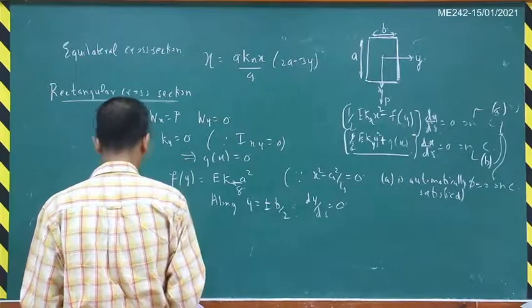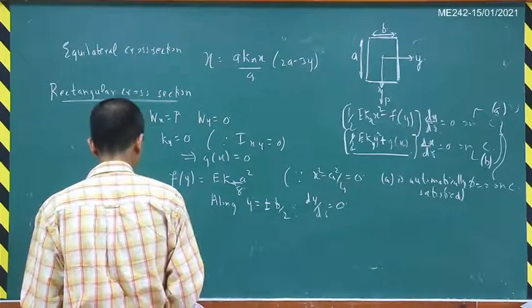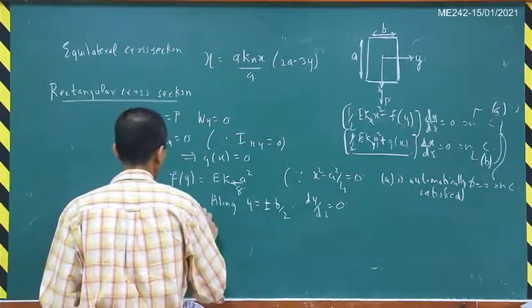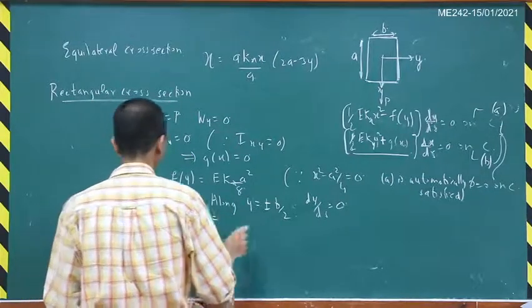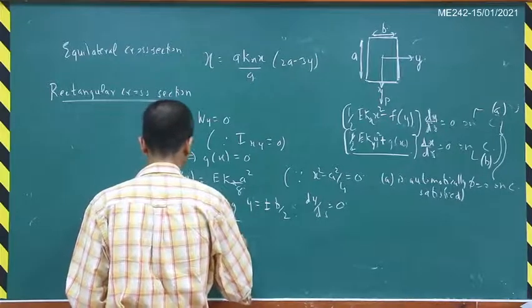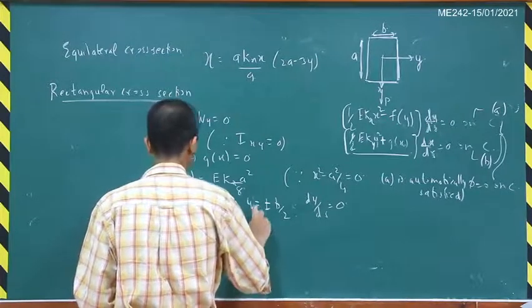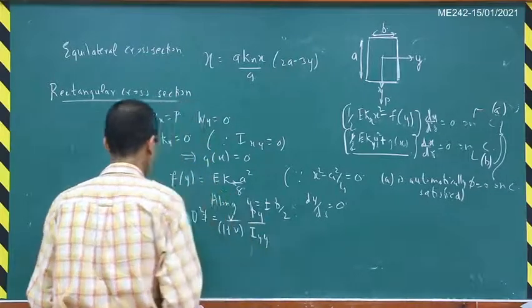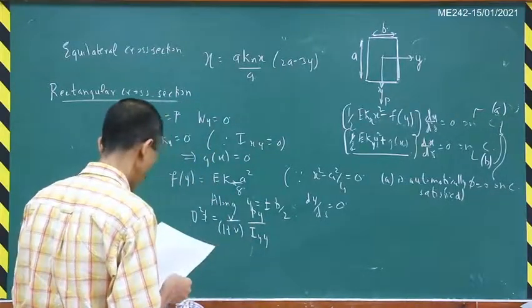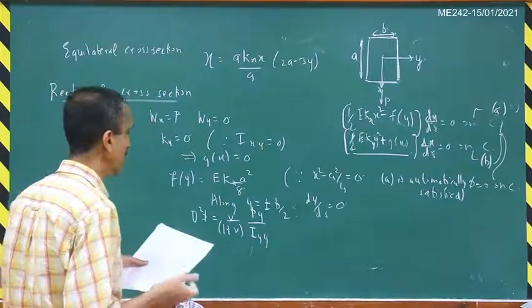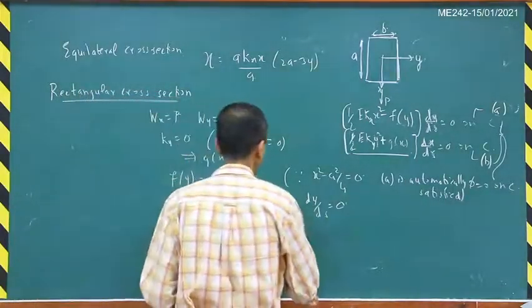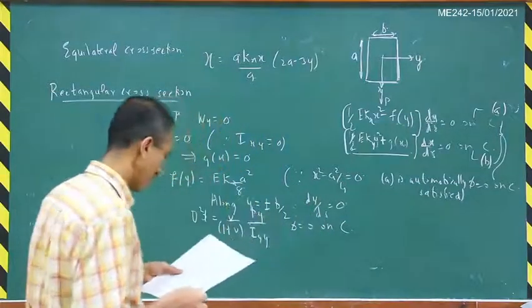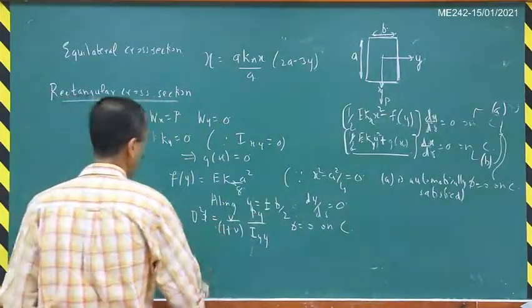Okay, so now if you substitute all of that into the del square phi equation, you will get that del square phi is equal to nu divided by 1 plus nu times p y divided by I y y. So that is the governing equation for phi. And the boundary condition is that phi should be equal to 0 on C. So we need to solve this particular equation.